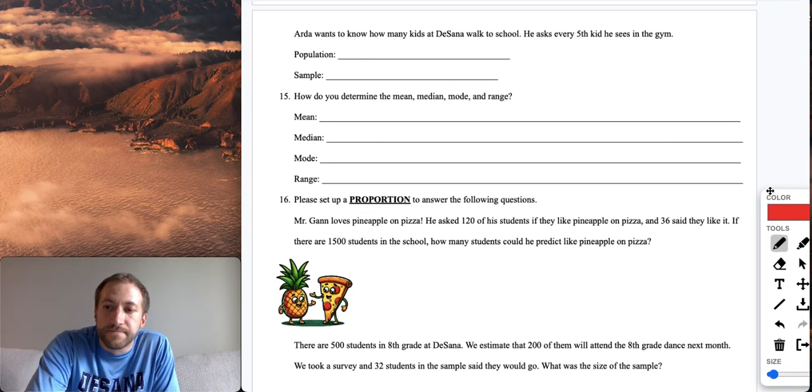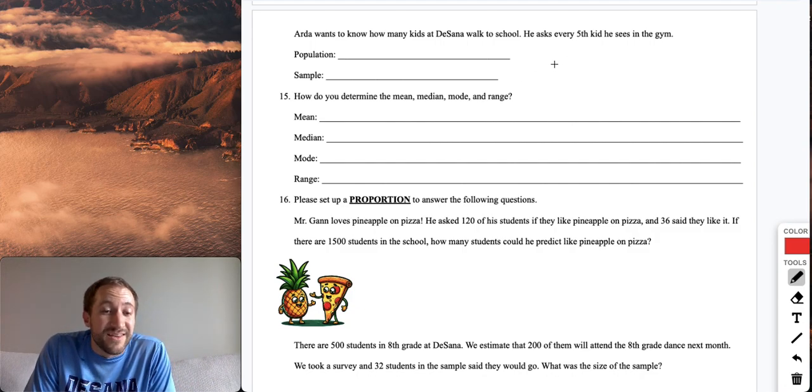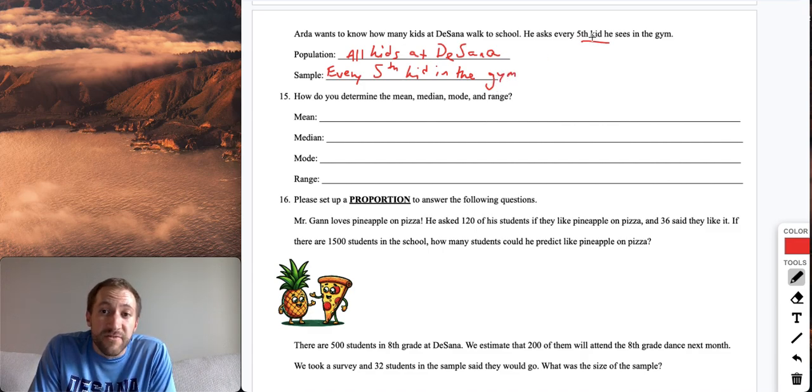The next one says, Arden wants to know how many kids at DeSana walk to school. He asks every 5th kid he sees in the gym. So the population is all kids at DeSana, because that's who he wants to find out about. He can't ask every single one of them, so he's going to ask a small sample. And he's going to ask every 5th kid he sees in the gym. So the sample is every 5th kid in the gym. It doesn't say biased or random here, but this would be random. He asks every 5th kid that he sees. It could be anybody. There's no real rhyme or reason to who he's asking. It could be anybody in the gym, all right?